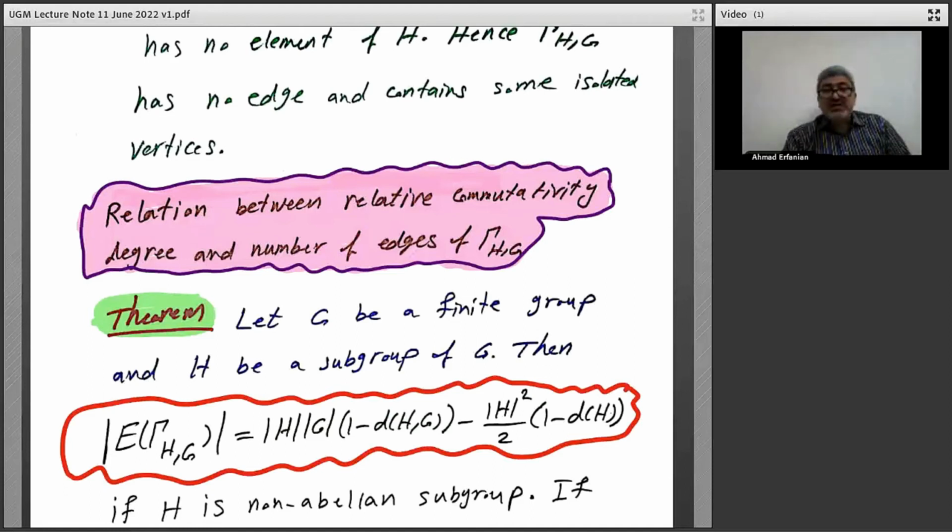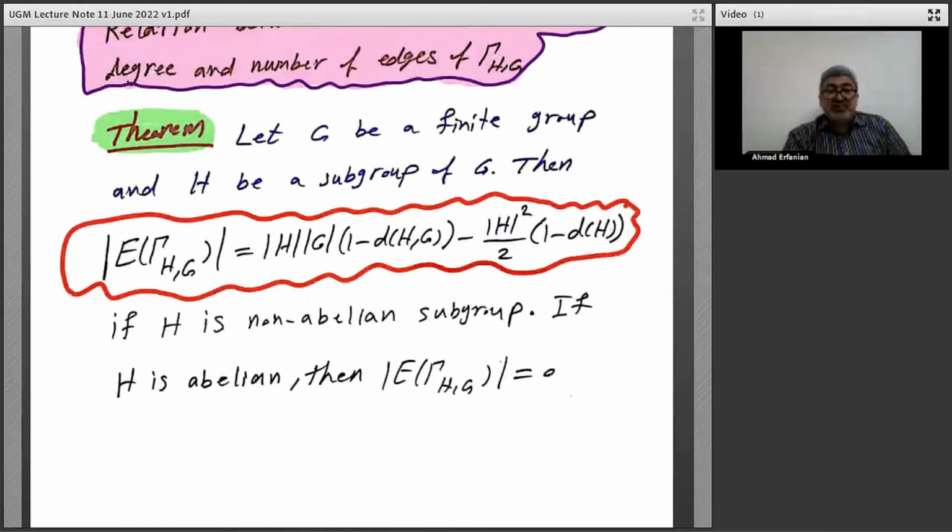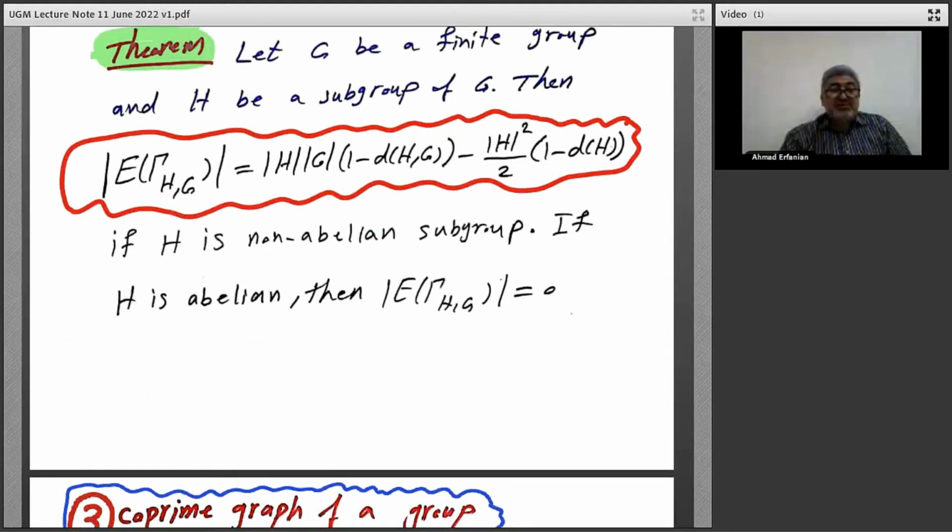Suppose that G is a finite group and H is a subgroup of G. Now we can see that the number of edges of the relative non-commuting graph of H in G is equal to the multiplication of the order of H and the order of G times 1 minus the relative commutativity degree of H in G, minus the order of H squared over 2 times 1 minus the commutativity degree of H.